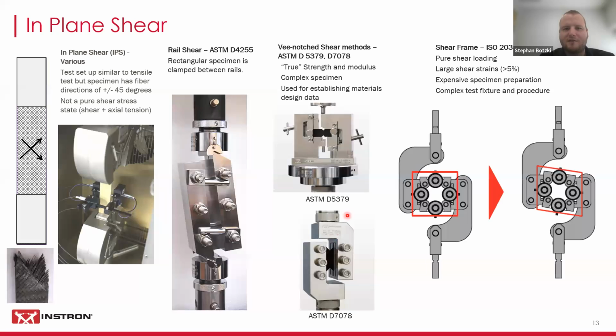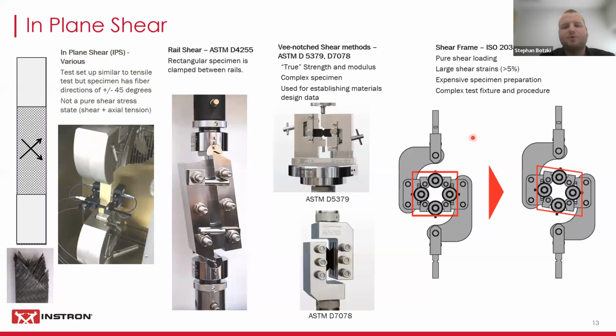And now, as the last example for the in-plane shear, we have the ISO 20337. So this is pure shear loading. This also allows you to test specimens that would exhibit very, very large shear strains above 5% and beyond, which is a limitation of these other standards. So if you have those large shear strains, this is probably the method that you would want.